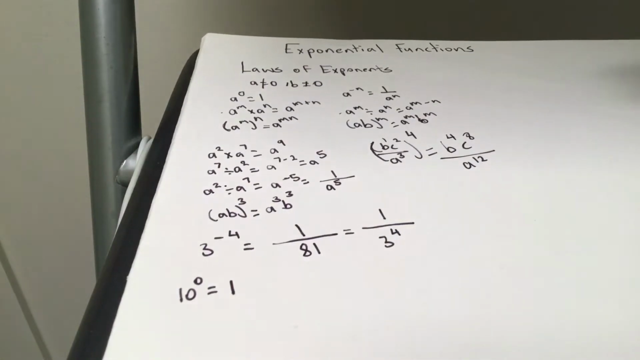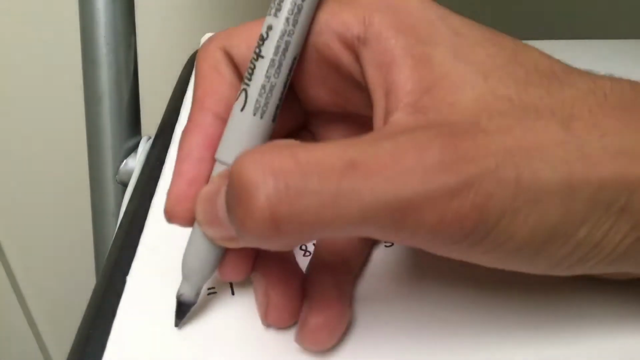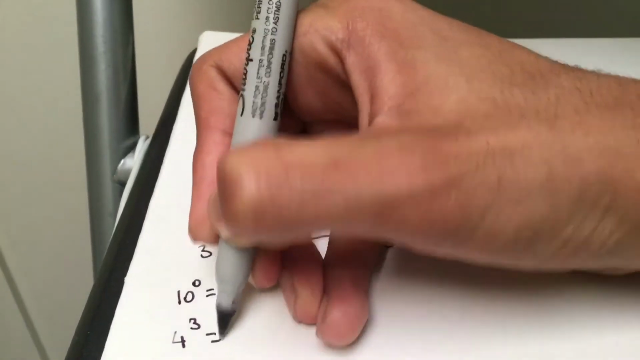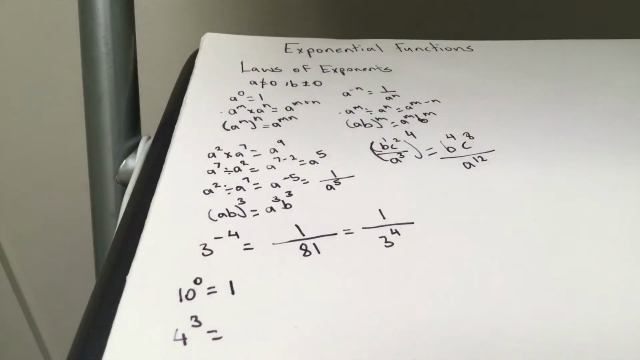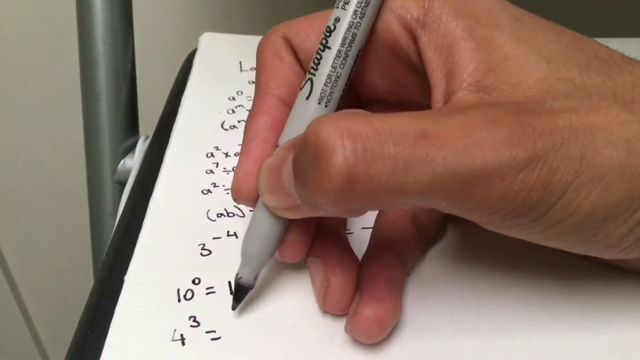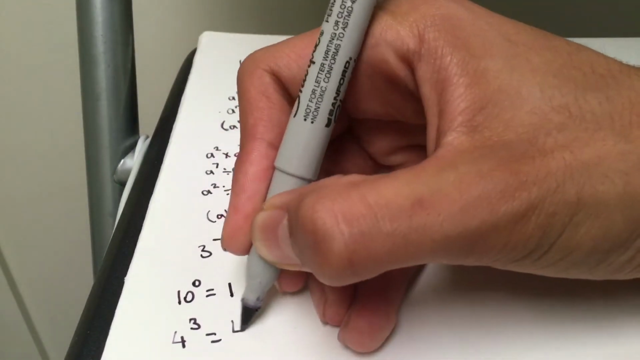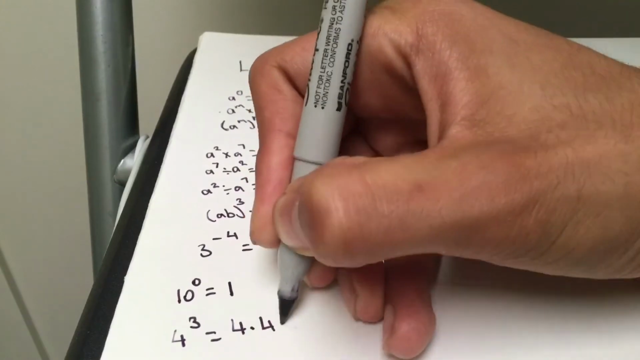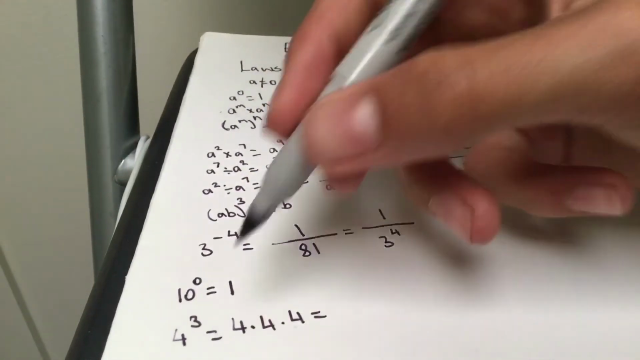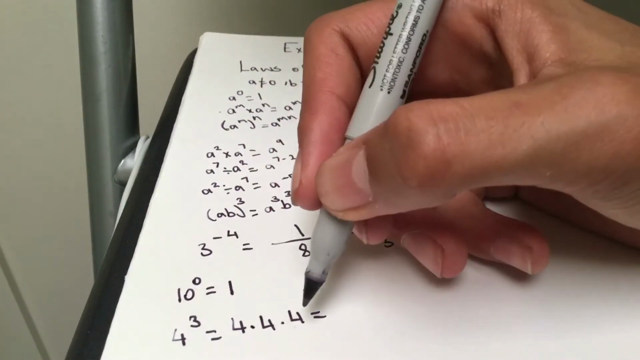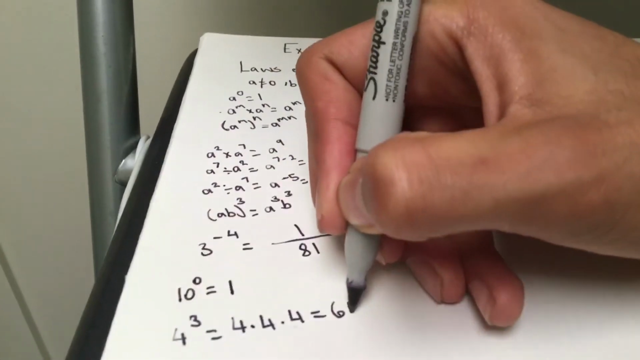Okay. So now let's do 4 to the power of 3. Okay. So 4 to the power of 3, which is 64, but we can break it up to 4 times 4 times 4. And 4 times 4 is 16, and then times by 4, which is 64.